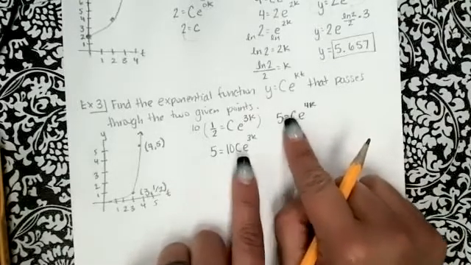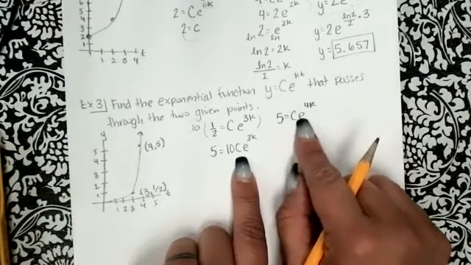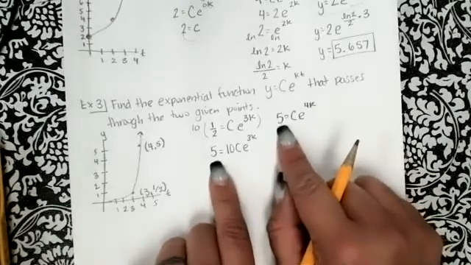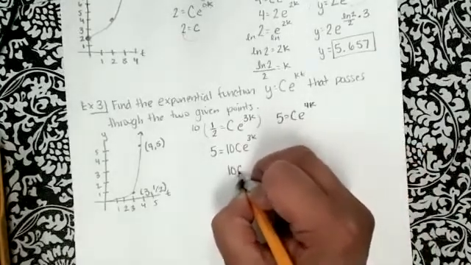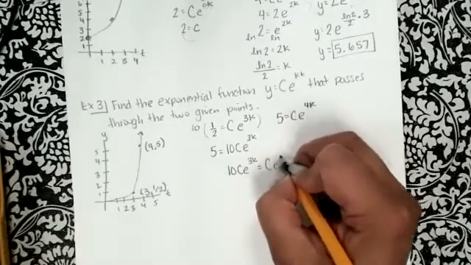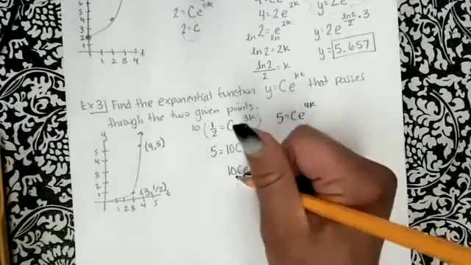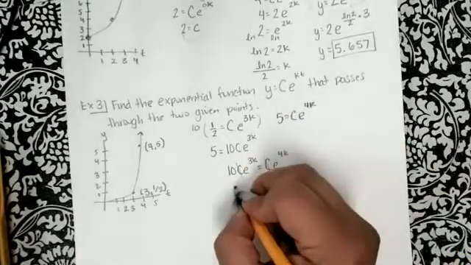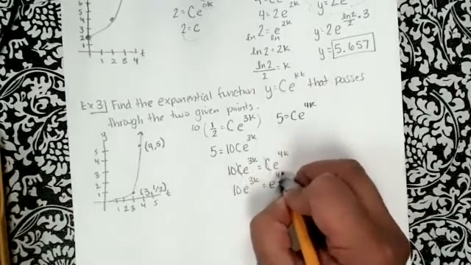So since both of these equal 5, now I can set the other sides of the equal sign equal to one another. So I'm going to set the 10 c e to the 3k equal to the c e to the 4k because they're both equal to 5. So I have a 10 c e to the 3k equal to c e to the 4k. I could basically divide both sides by c, so the c's cancel out. So I'm left with 10 e to the 3k equals e to the 4k.